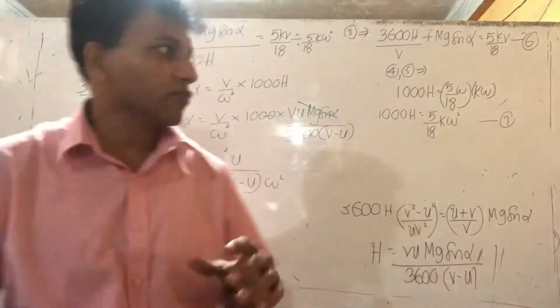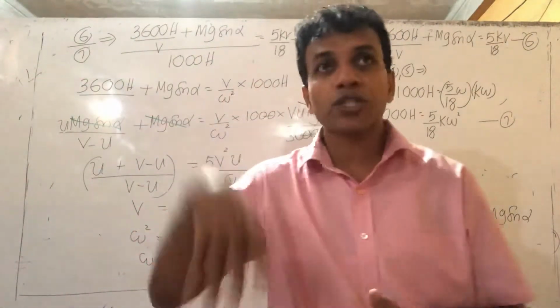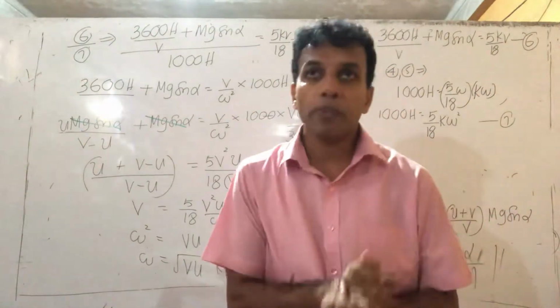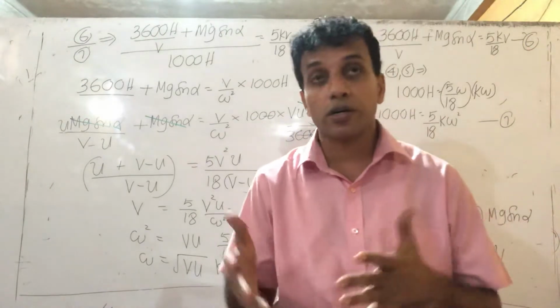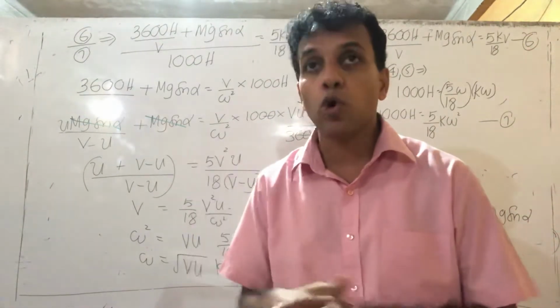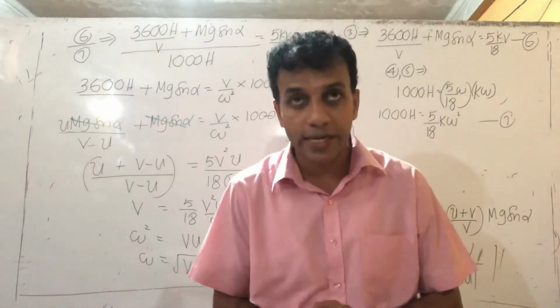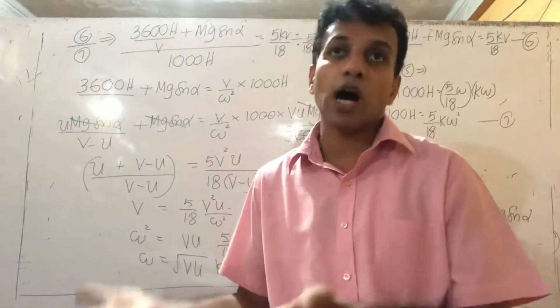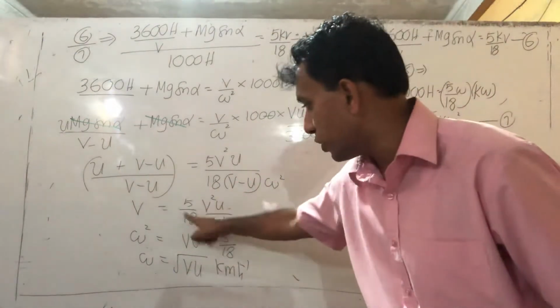So what is 5 over 18? We used what? Kilometers per hour changed to meters per second. We use 5 over 18 multiplication. Then if you divide by 5 over 18, it becomes kilometers per hour, km h minus 1. That's why here, see, there's an additional 5 over 18.